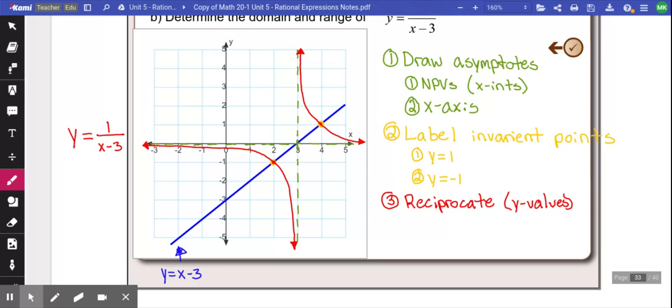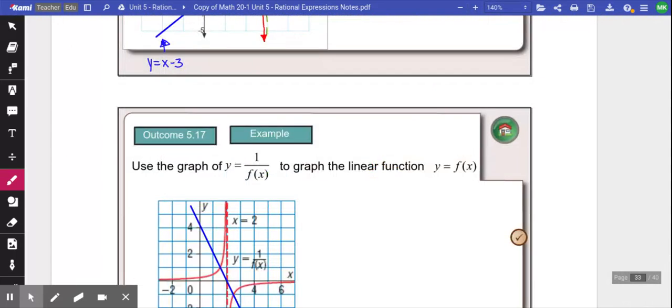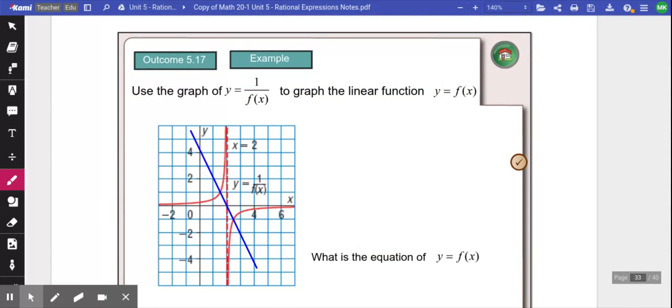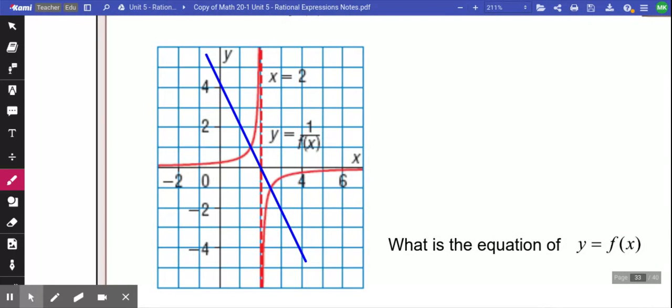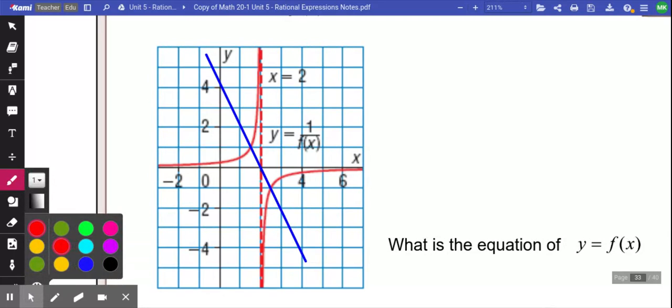Okay. Let's try the other direction. This is weird. It's got both graphs there for you. So the red graph here, the red graph is y equals 1 divided by something. We don't know what it is. The question wants us, what is the equation of f of x? They want us to figure out what f of x equals.